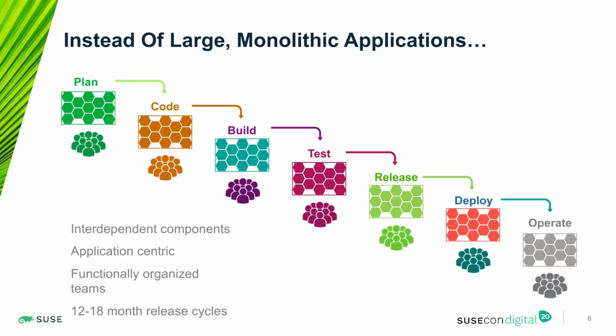Monolithic apps move through each lifecycle stage as a whole. The whole cannot complete one stage if there's still a component that is not ready, causing release cycles to be very long.